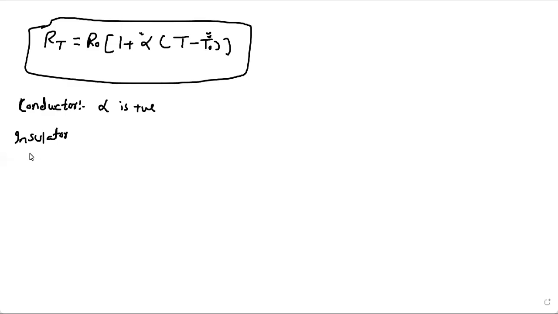For insulators or semiconductors, alpha is negative. But for an alloy, alpha is a very small value. Alpha is positive and small. It's smaller than that of a conductor, because in an alloy, the variation of resistance with temperature is comparatively smaller than in a conductor. So this is it.